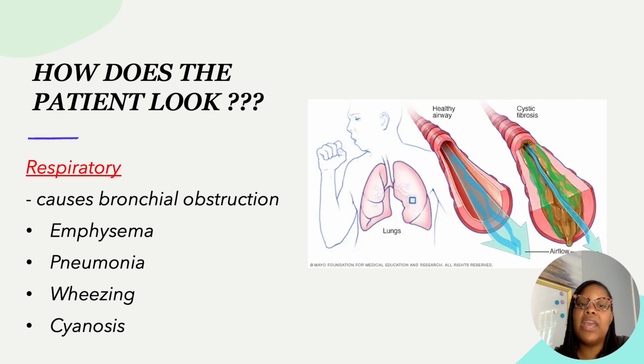So you want to be able to recognize when a patient is experiencing respiratory symptoms from cystic fibrosis. That is the biggest system that it affects, but guess what? It affects other systems as well. So let's move on to the next one.